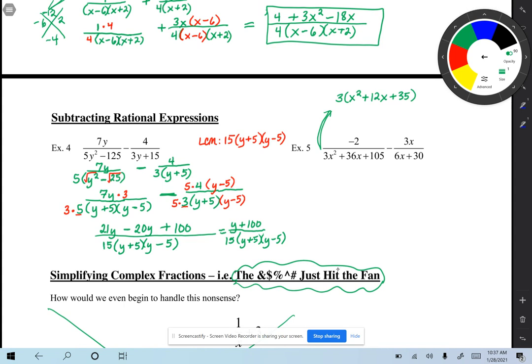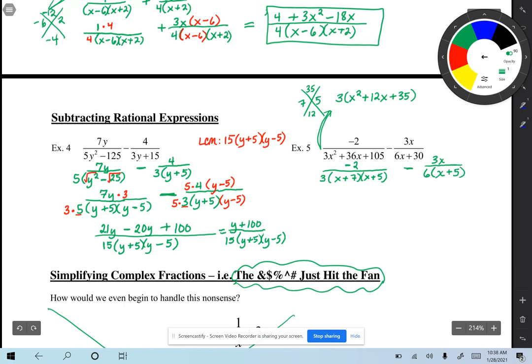So then you make an x factor for the remaining stuff. 12 is b, a times c is 35, 7 and 5. So at this point, you have negative 2 over 3 times x plus 7 times x plus 5. Second fraction, piece of cake. Factor out a 6 from the denominator. It's the largest one. You don't want to factor out a 3. Always factor out the biggest number you can. So 6 times x plus 5.